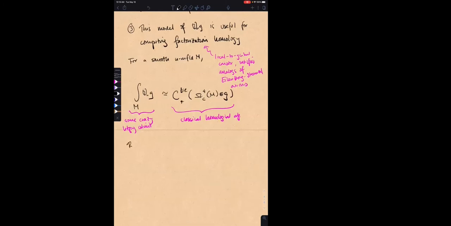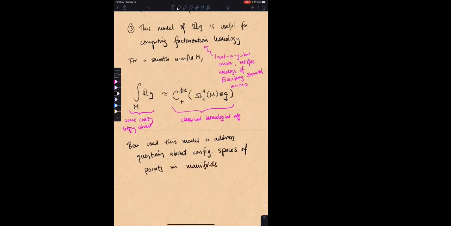So I should say that Ben used this model to address nice questions in topology about configuration spaces of points in manifolds. So Ben's an excellent writer. I think the paper where he uses it is really lovely, and the paper where he proves this theorem is really lovely.